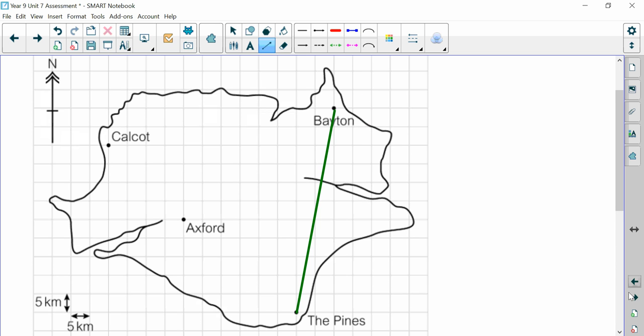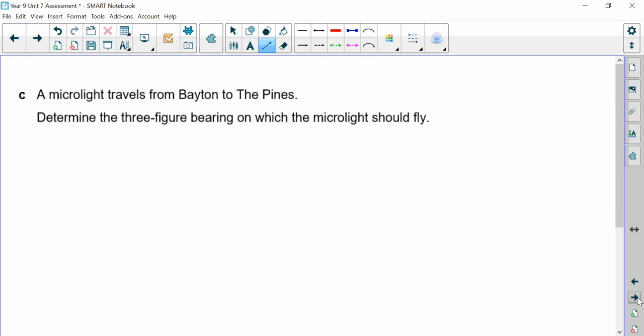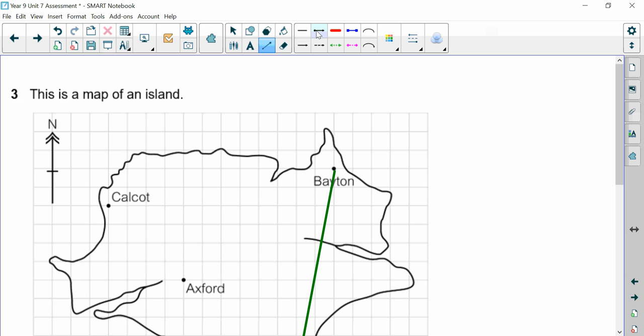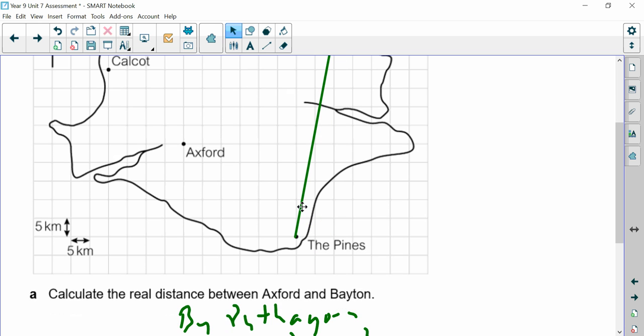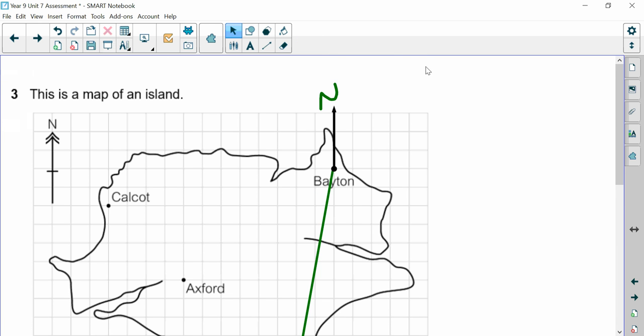To work out the bearing, now the important thing is where we're taking the bearing from. It says from Bayton. That means that we are taking the bearing at Bayton. So when I draw my north line here, what I'm looking to do is work out the angle that is made between north and the direction that points to our destination. I'm just going to alter it slightly because it wasn't too accurate. That's a bit better. Okay? So I want to work out this angle here.